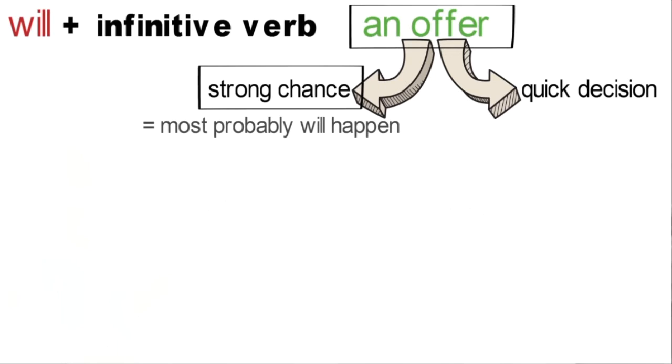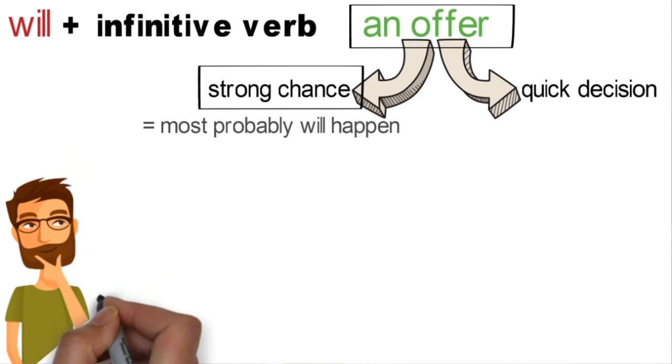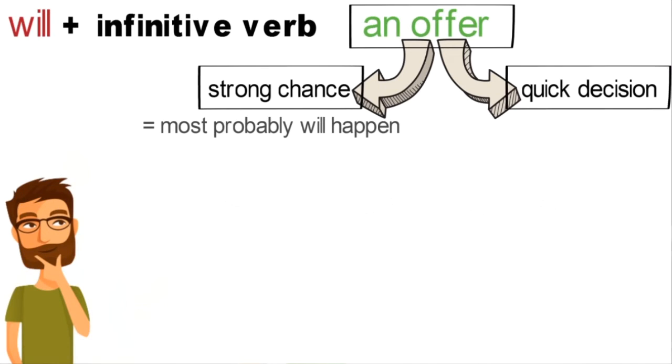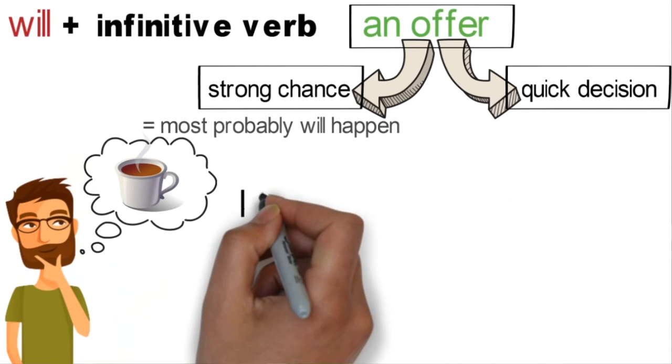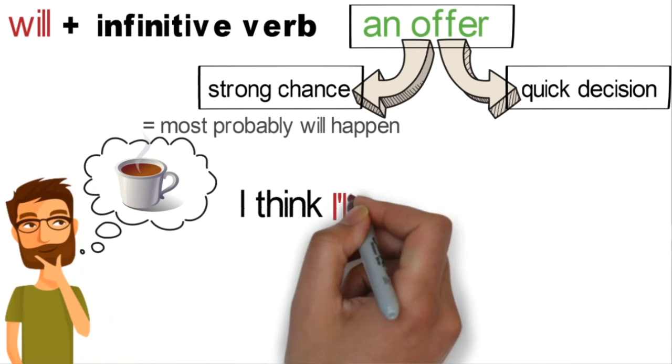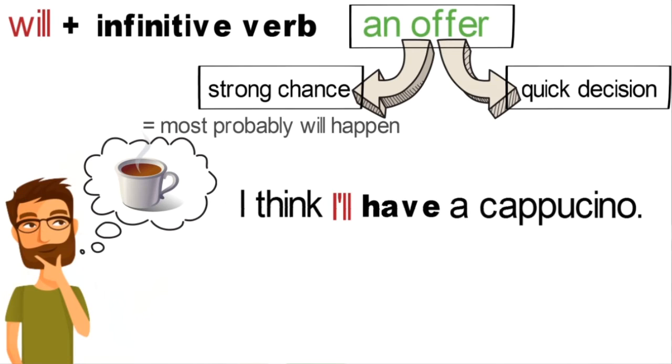We also use will when we need to make a quick decision. For example, I think I'll have a cappuccino. This sentence shows the speaker is deciding quickly about an order in a restaurant.